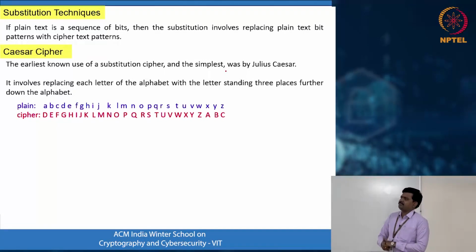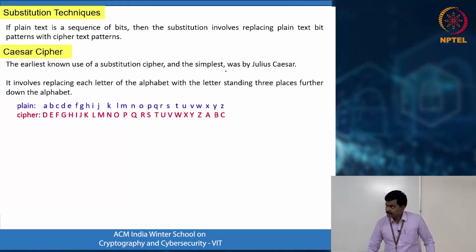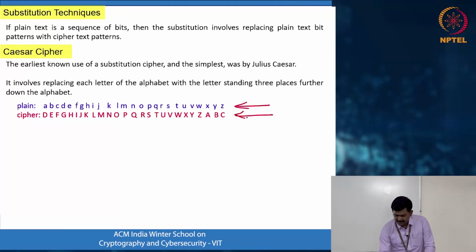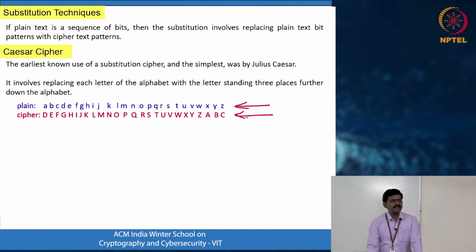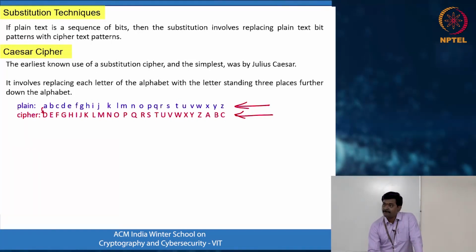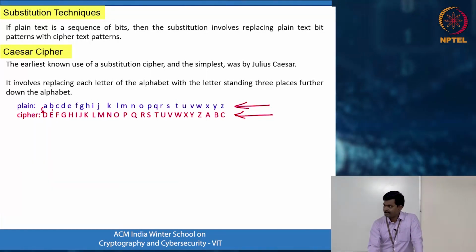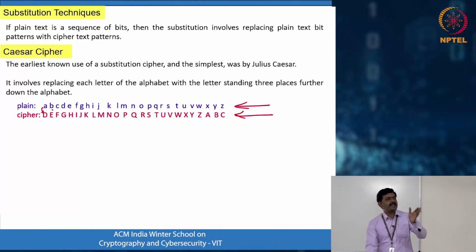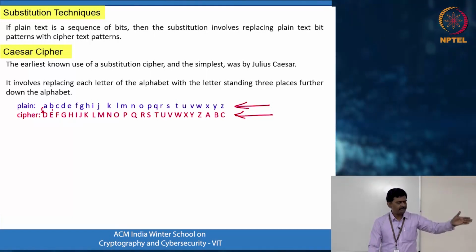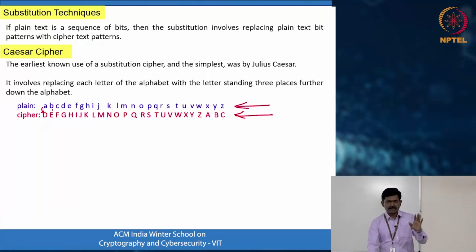The best example for such a cipher is the Caesar cipher. Look at this. This is my plain alphabets. These are my cipher alphabets. What is done? A is substituted with D because A is mapped with D. B is substituted with E. Like this, I have created a 1-to-1 mapping between my plain alphabets and my cipher alphabets. Are you able to follow?